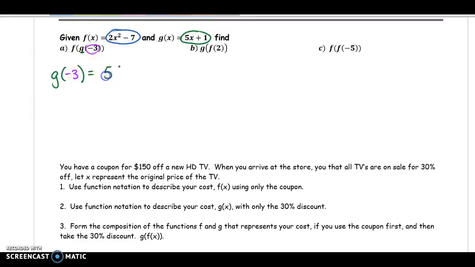So we're taking our g function, and instead of x, we are going to put -3 in place of the x. What is 5 times -3 plus 1? See, -15 plus 1 would be -14.